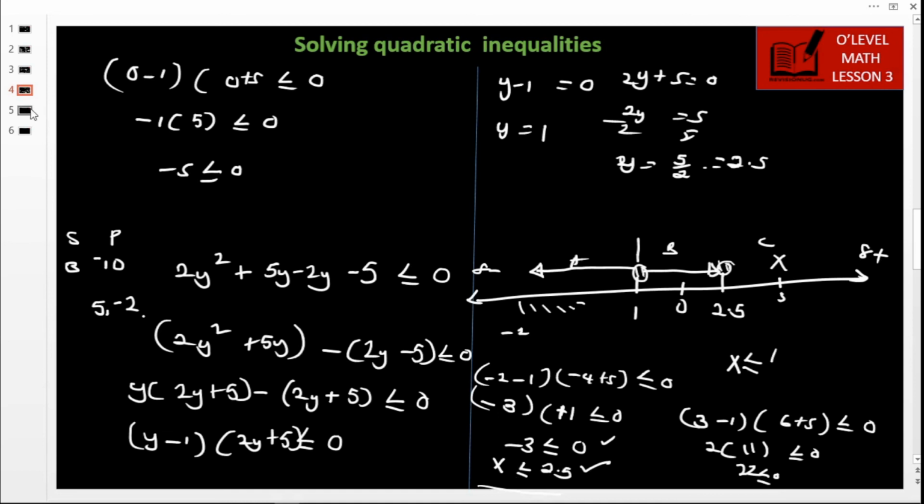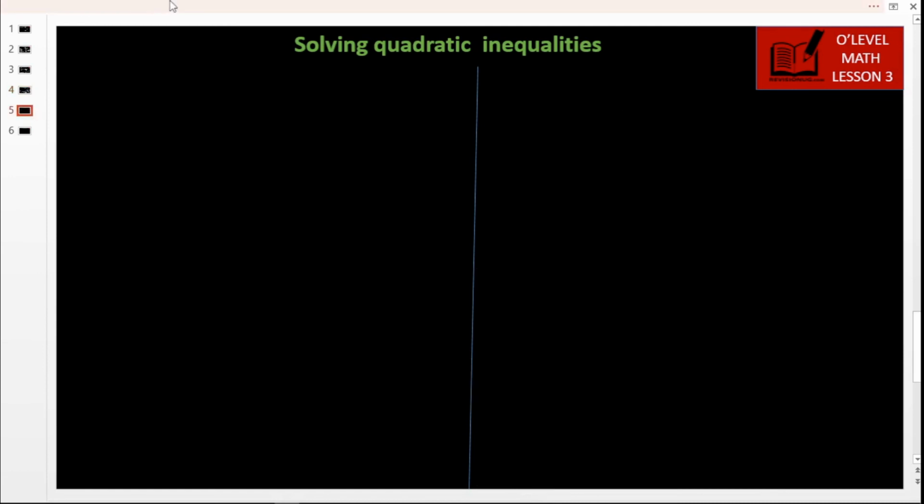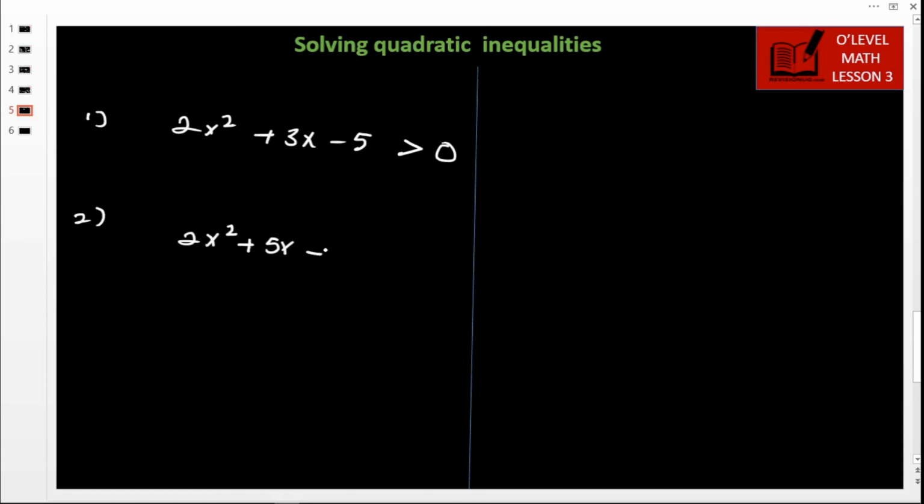So please, my dear learner, try out the following. Number 1, 2x squared plus 3x minus 5 is greater than 0. Then number 2, you try out 2x squared plus 5x minus 12 is greater or equal to 0. Then number 3, 2x squared is greater than x plus 6.